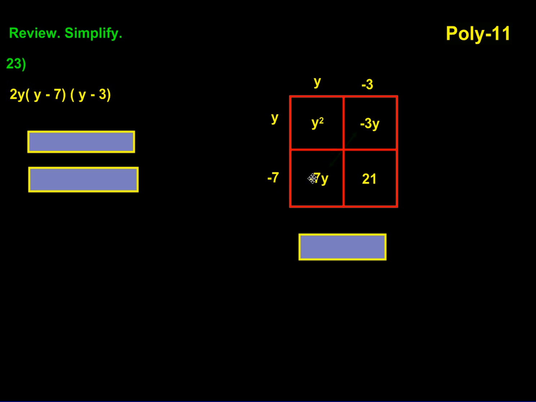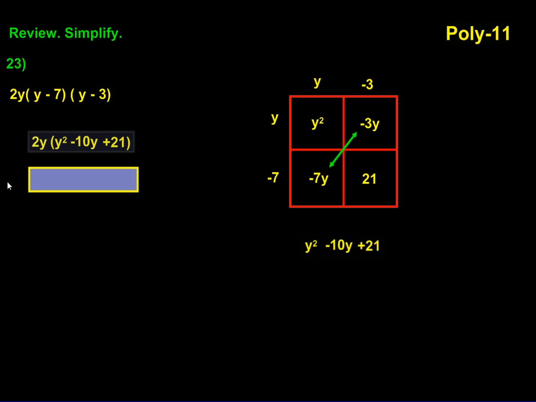Now we can go ahead and combine like terms and bring down the rest. So our y squared comes down. Negative 7 and negative 3 gives us negative 10y. 21 gives us that. So now we're going to plug that in for these two binomials, and that's going to look like this. So our 2y stays outside the parentheses, and we now have y squared minus 10y plus 21. If we go ahead and distribute the 2y to everything in here, we wind up with 2y to the third minus 20y to the second plus 42y.